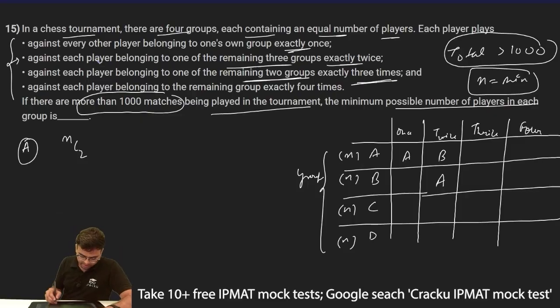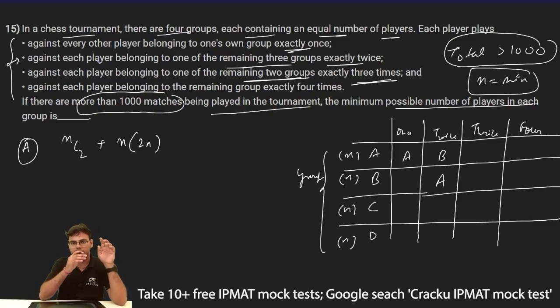Now, if this is the case for A, what will be the number of games? The number of games will be n into 2n. Why? Because the number of members in group A is n and the number of members in group B is n. So n into n, but they are playing exactly twice, so n into 2. So this will be 2n square. Now with B, when we are counting for B, we don't have to count these games because B with A is already counted.